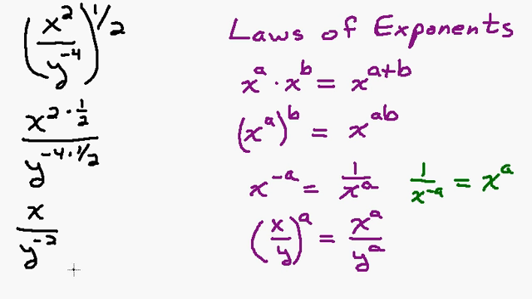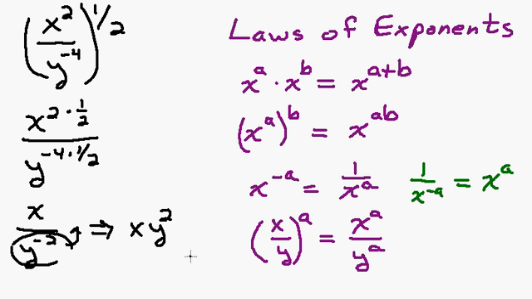Now, you always want to write things with positive exponents if you can, so I still need to change this y to the negative 2 into a positive exponent. So I'm going to bring that y to the negative 2 up to the top, and then it'll turn into a y squared. So that's going to give me x y squared over 1, which is just xy squared.